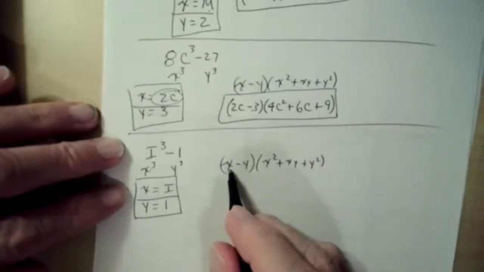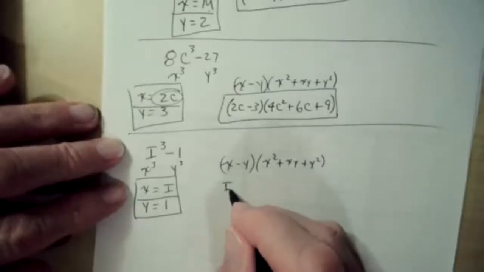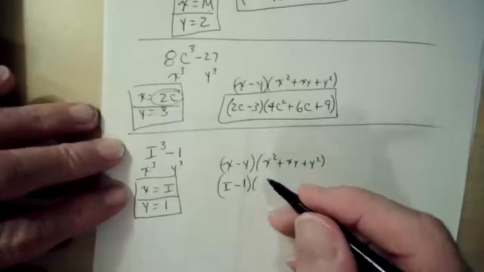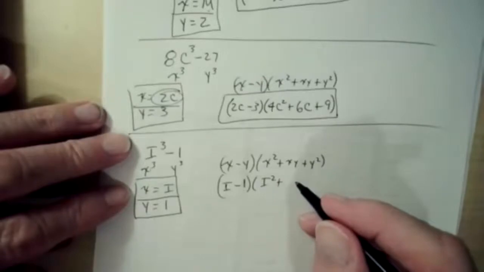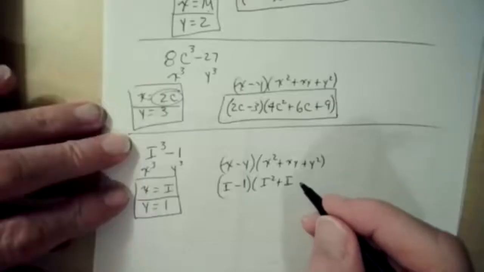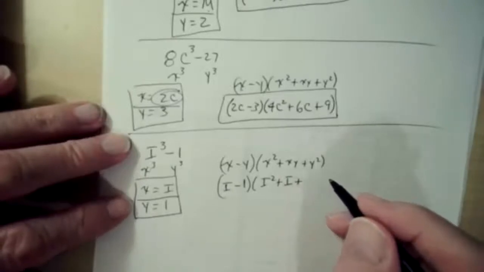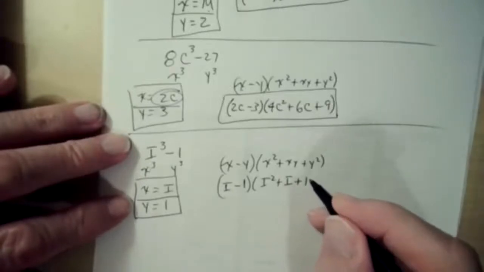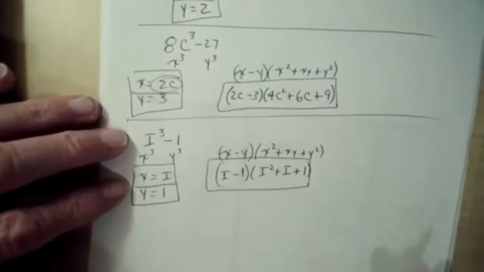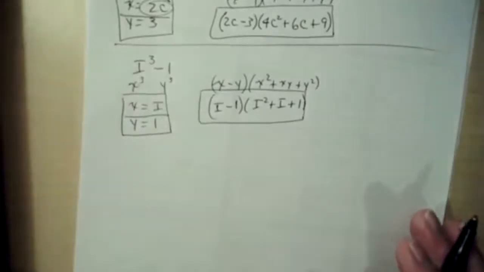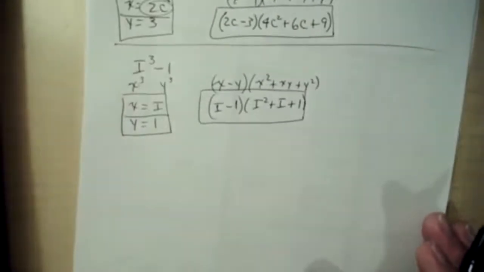Okay, so we have x minus y, x squared plus xy plus y squared. What's our x? I. Good. Minus y, minus 1. Good. X squared, i squared. Good. Plus i. You can put the 1 there, it doesn't mean anything. Plus, and what's y squared? 1. Good.